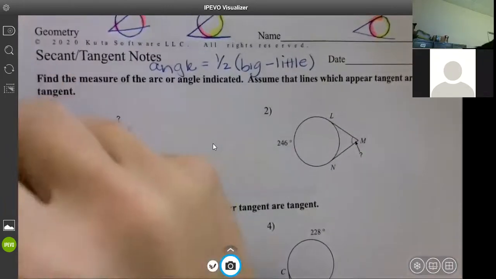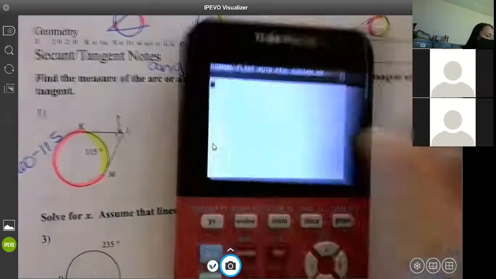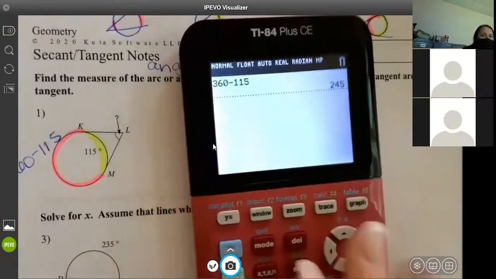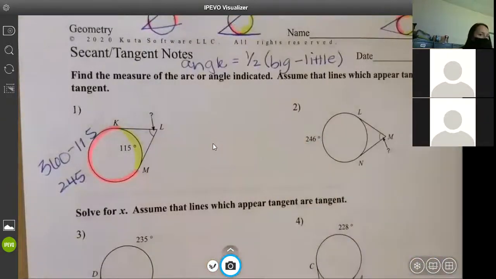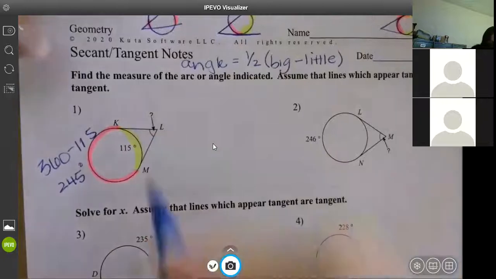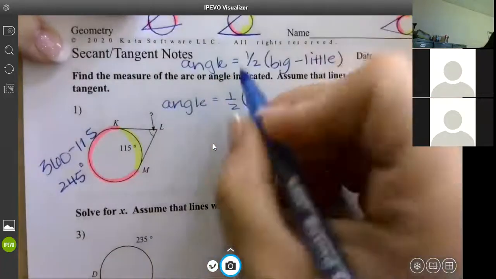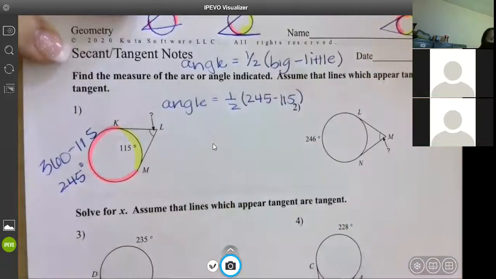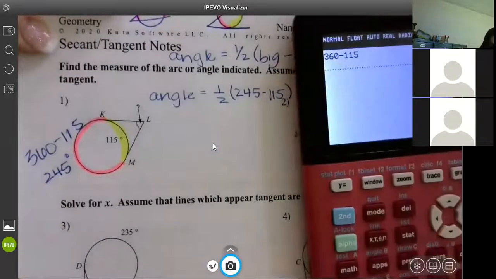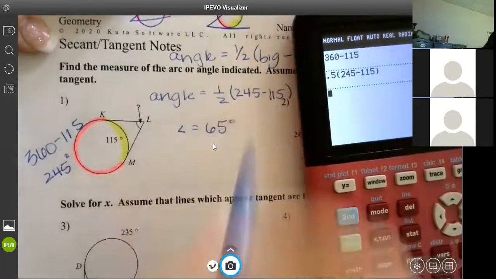360 minus 115. Perfect. In your calculator, 360 minus 115 is 245. So then we do our formula. Angle equals half of the big, which was 245, minus the little one, which was 115. You can put that straight in your calculator. I usually just use 0.5 times 245 minus 115. And we get that the angle equals 65 degrees.